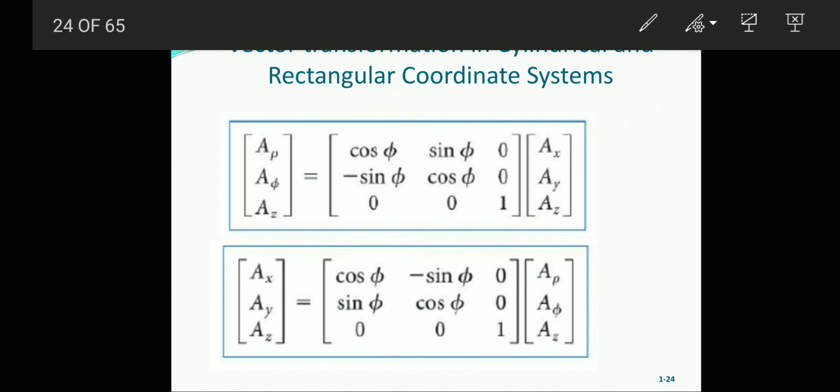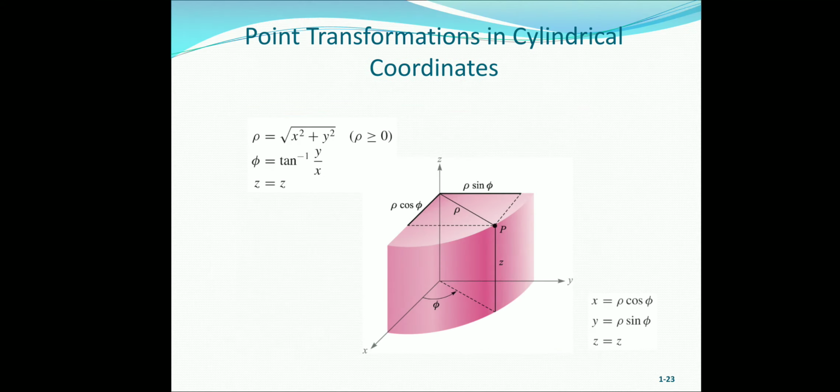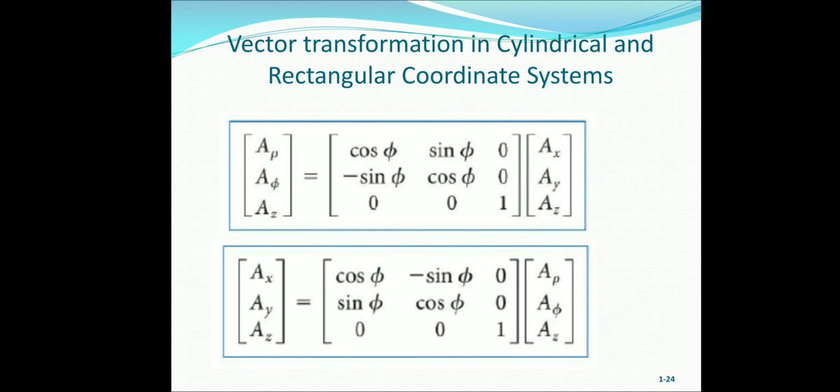Next we can find the vector transformation between the cylindrical and rectangular coordinate systems. Here we have seen that the rho component along the x direction is rho cos phi, and along the y direction is rho sin phi. So take rho as 1, and you will get the a rho component as cos phi along the x direction, sin phi along the y direction. There is no component along the z direction, so that is 0. So the first row of the vector transformation is cos phi, sin phi, 0. And to obtain the phi component, you just add pi by 2 to the first row. So cos of phi plus pi by 2, sin of phi plus pi by 2, 0 plus pi by 2.